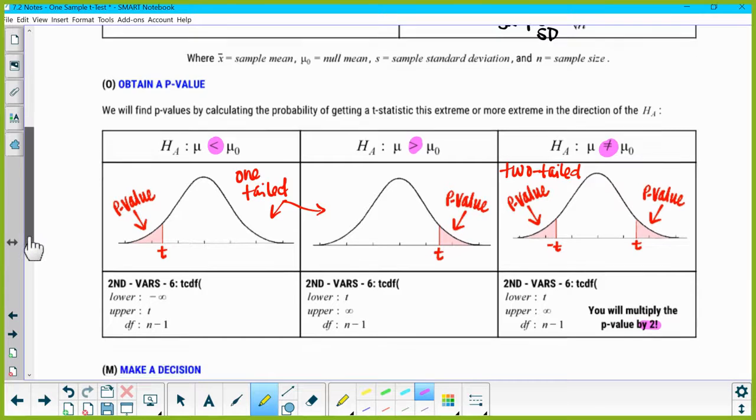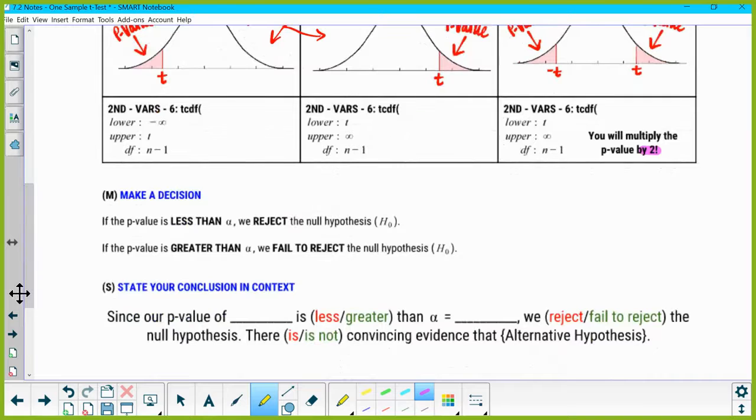Now, we are at making a decision. We've done this many, many times. The p-value is low, you reject the H0. If it's less than alpha, we reject the null hypothesis. If it's greater than alpha, we fail to reject the null hypothesis. Our conclusion is the same conclusion we've been using since one proportion z-test, since our p-value is either less or greater than our alpha, and alpha is generally 0.05 unless they tell you something different. We reject or fail to reject the null hypothesis. There is or is not convincing evidence that the alternative hypothesis, whatever's happening in your alternative.